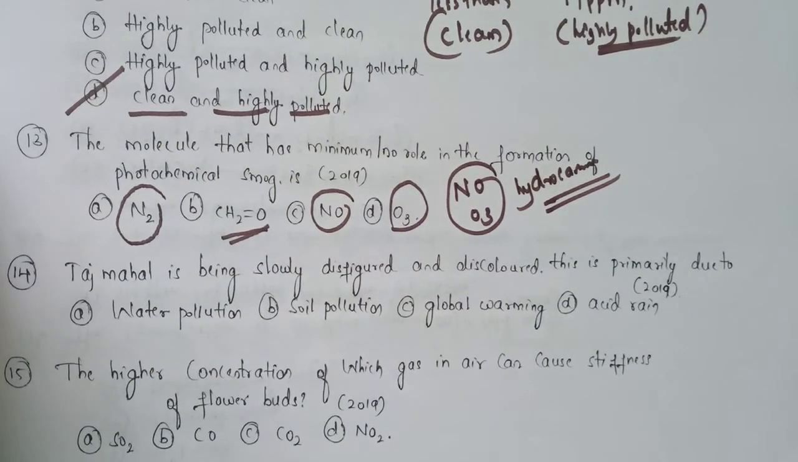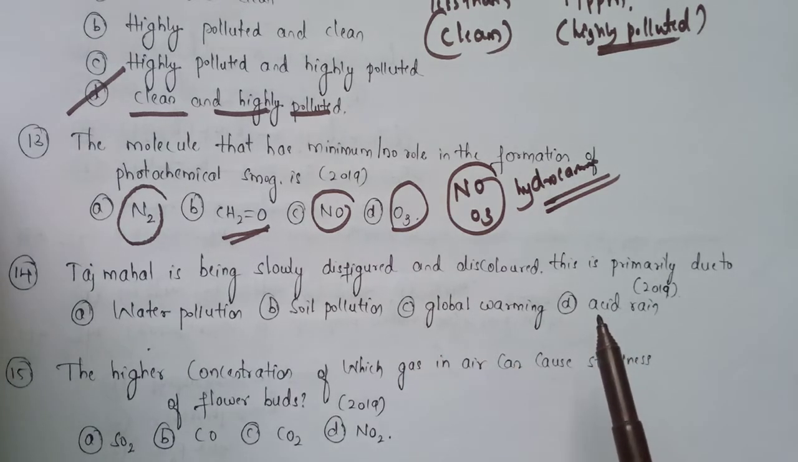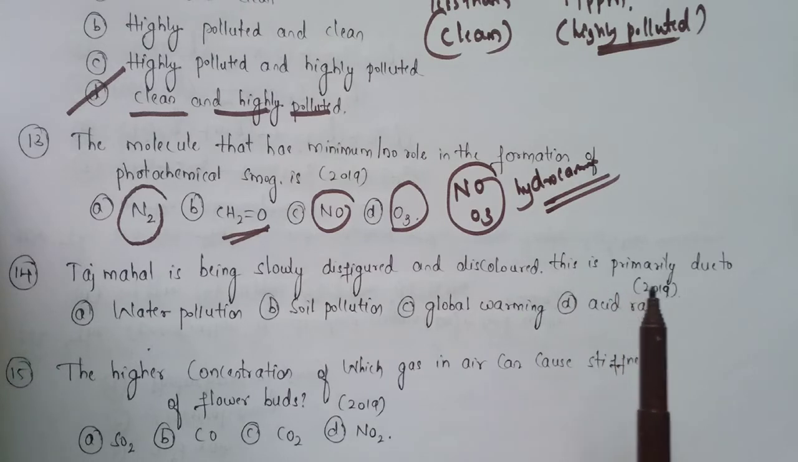Taj Mahal is being slowly disfigured and discolored. This is primarily due to option A water pollution, option B soil pollution, option C global warming and option D acid rain. So this is also a very easy question. Acid rain has a pH from 3.5 to 5.6. So it has strong acids like HNO3, H2SO4 and H2SO3. These acids will slowly react with the marble.